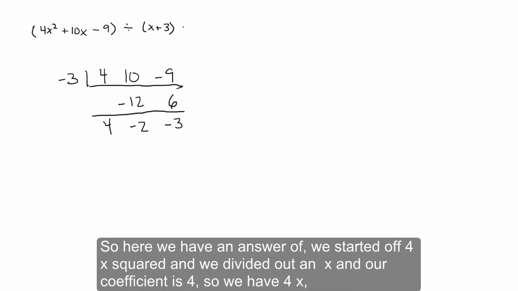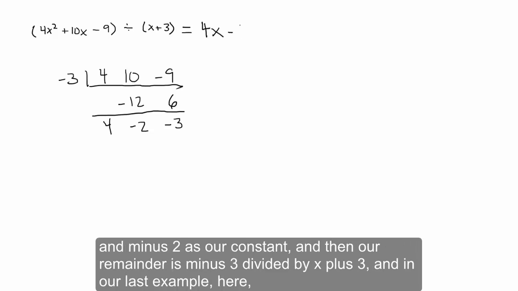So here we have an answer of, we started off 4x squared and we divided out an x, and our coefficient is 4, so we have 4x and minus 2 is our constant, and then our remainder is minus 3 divided by x plus 3.